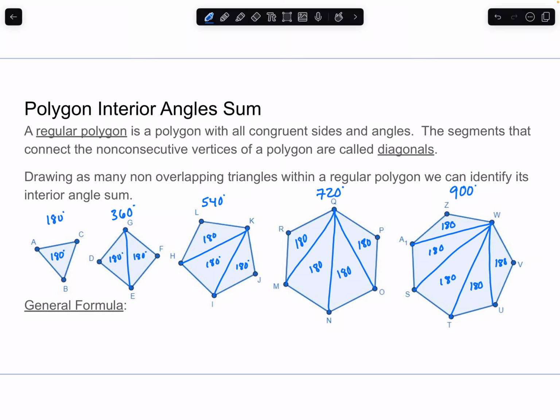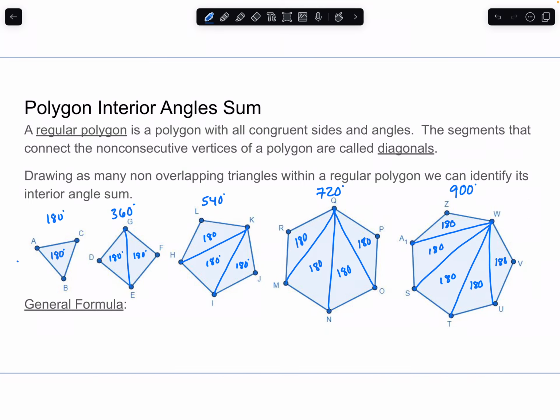for my heptagon. Have you figured out the pattern? How do you figure out how many triangles will exist depending on the number of sides of that polygon? So here we have 3 sides. Here we have 4 sides. Here we have 5 sides, 6 sides, 7 sides, and we can keep going. So based on the number of sides, can you predict how many triangles we have? And then from there, we can just multiply it by 180.